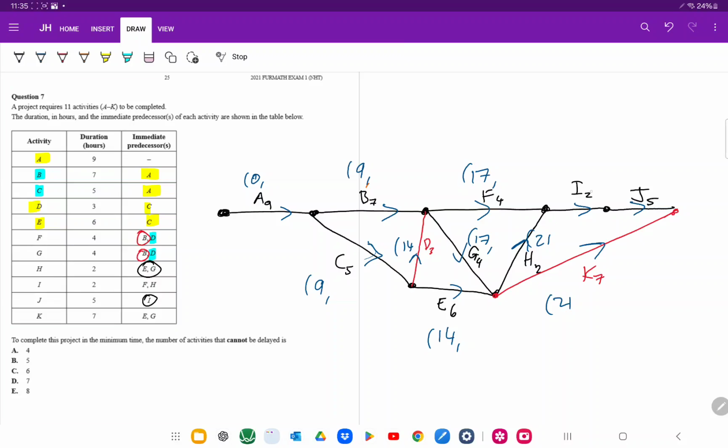Okay, 21 plus 2 will give us 23 in this top branch. And 23, we end up getting 28. 28, and then we finish at 33. Okay, so now let's do a backward scan of everything. Okay, and we end up getting the following.